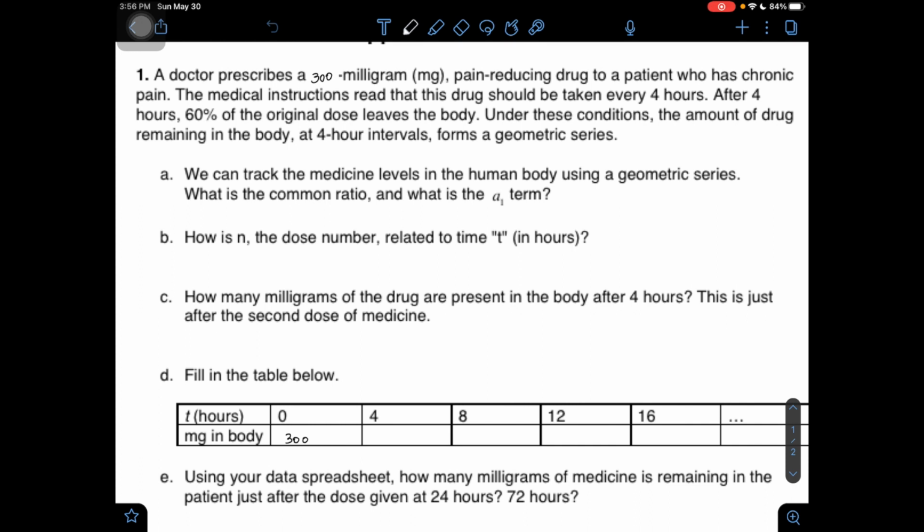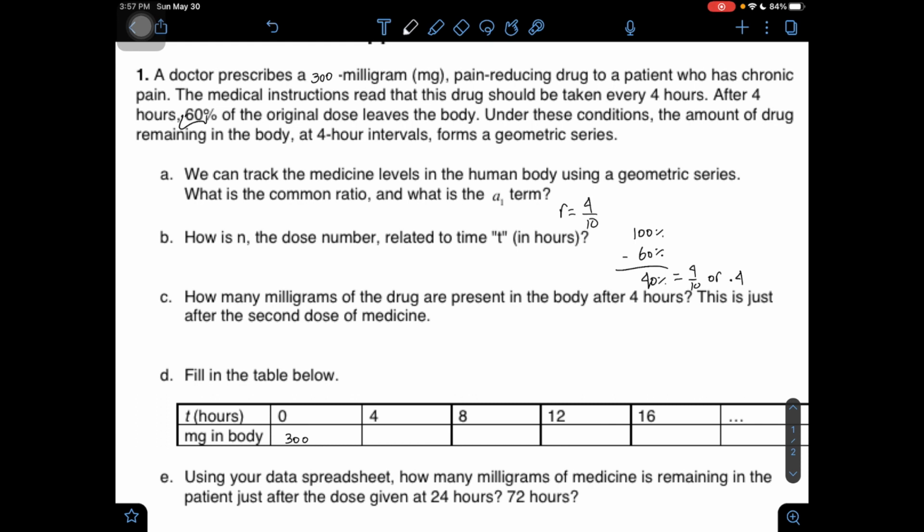Well, we know that we have 60% that leaves the body, and we start at 100%. So 100% minus 60%, which is leaving the body every 4 hours. So we want to find the common ratio, which is 40%. 40% also equals 4 over 10, or 0.4. We're going to leave it in fraction form, so we know R equals 4 over 10.